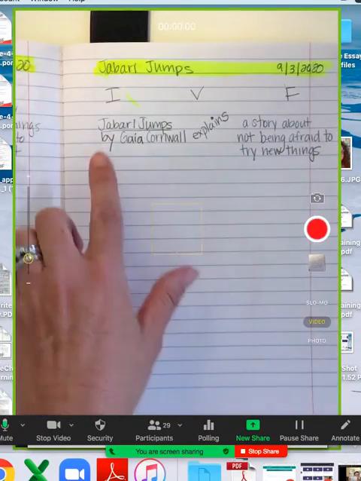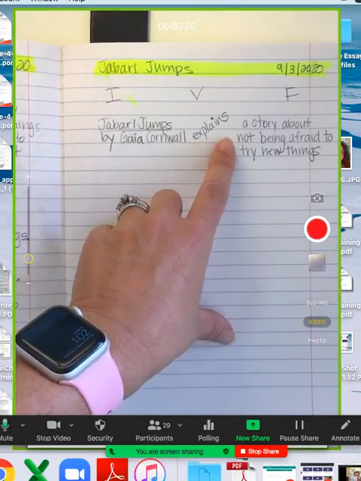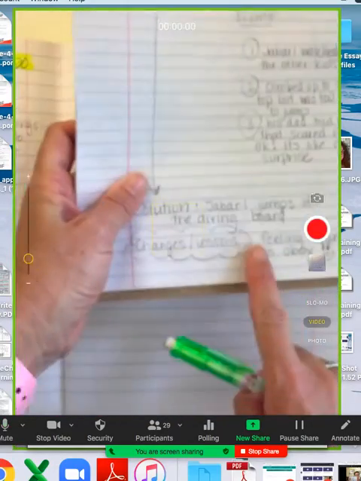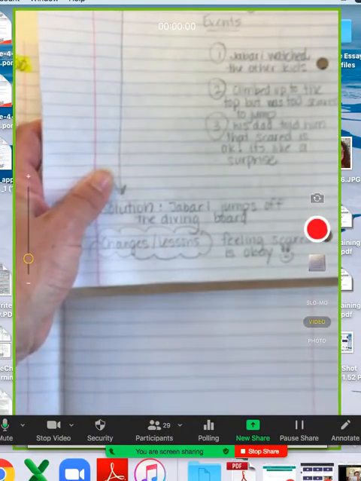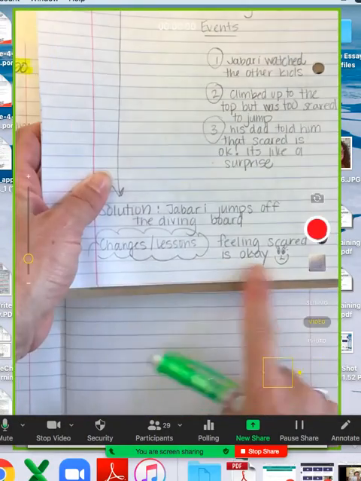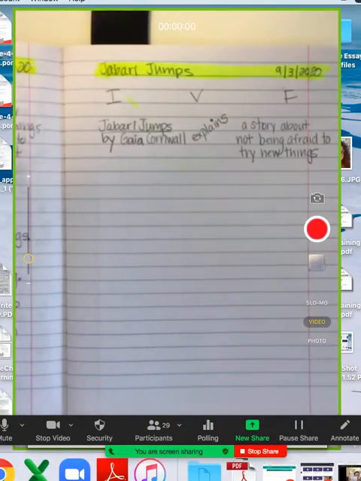You might also say Jabari Jumps by Gia Cornwall explains a story about how feeling scared is okay. That's what we had in our notes. You could put that too. You can choose the theme or the finish your thought, the main idea that you like best.